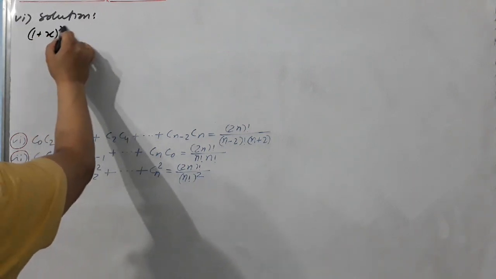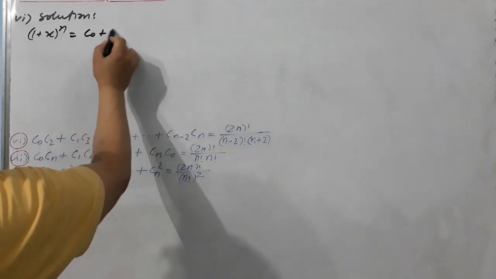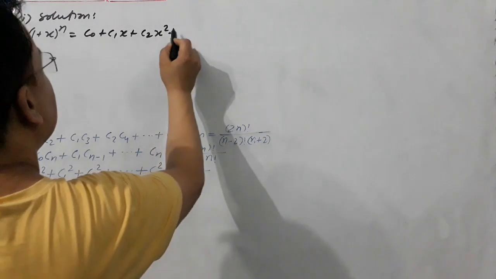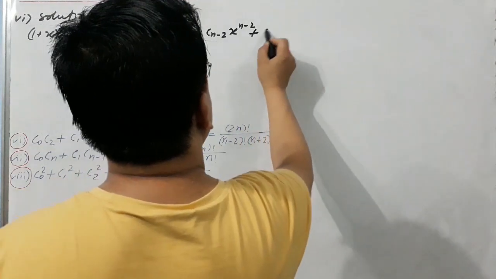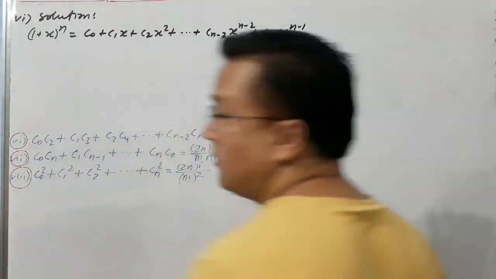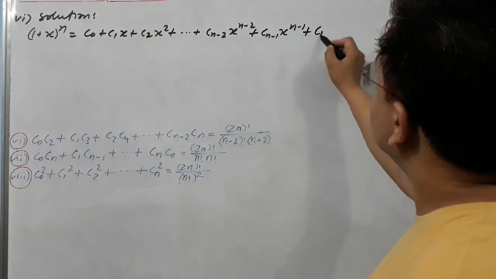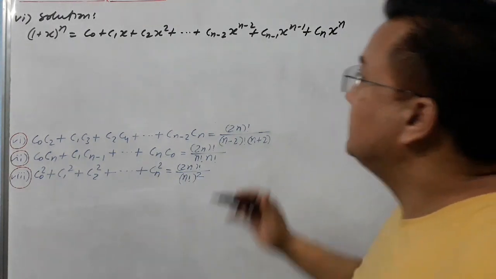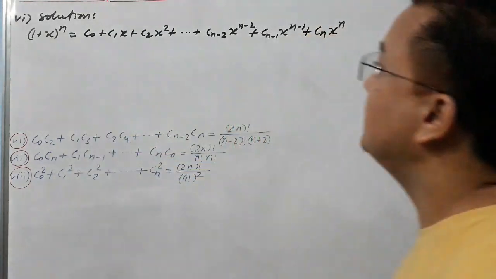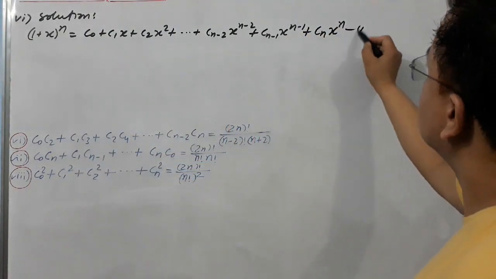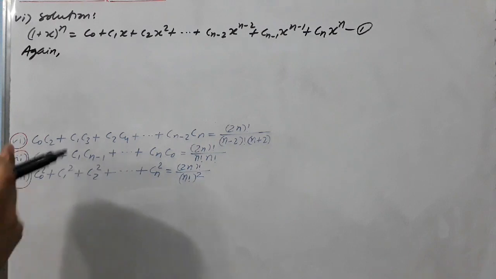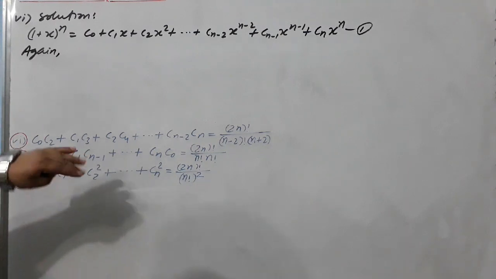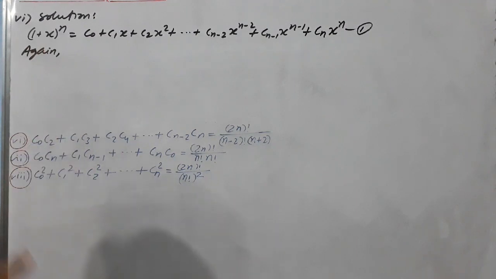Here 1 plus x raised to power n is equal to C0 plus C1 x plus C2 x square plus dot dot plus Cn minus 2 x raised to n minus 2 plus Cn minus 1 x raised to power n minus 1 and plus Cn x raised to power n. This is the expansion of this binomial, 1 plus x raised to power n, right? So again you have options here, meaning we have to choose one correct one.